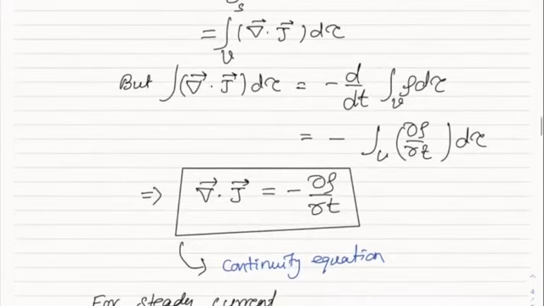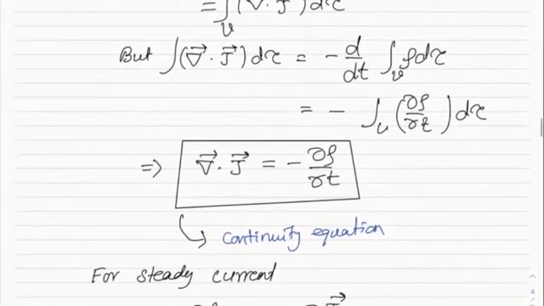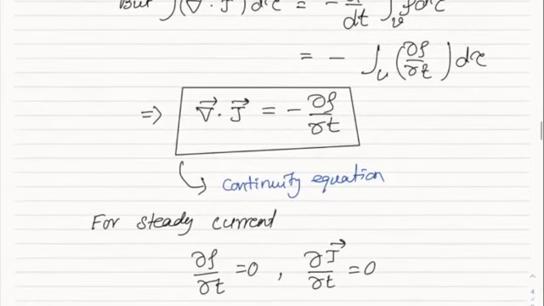Now for steady current, when I say steady current, I essentially mean that the current is constant. There is no variation. And to have a steady current, you shouldn't have any variation of the charge density either. So del rho by del t should also be 0. The current density variation is 0, and the charge density variation is also 0. That is what I mean by steady currents.